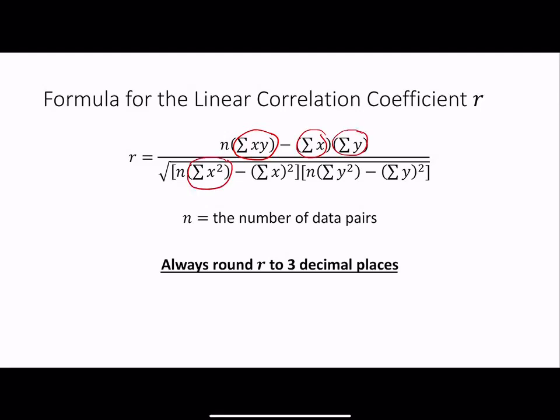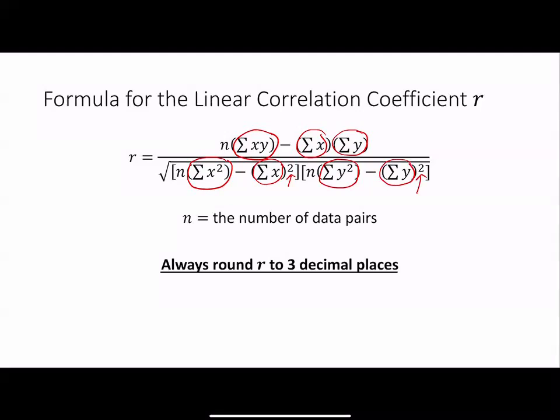Sum of all the X squares. Sum of the X's, then you square them. Sum of all the Y squares. And then sum of all the Y's, then you square it. And notice how I bold and underline in the middle? We round to 3 decimal places.